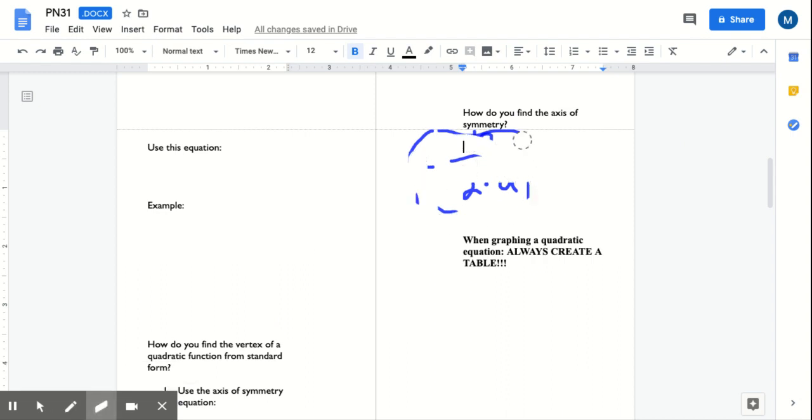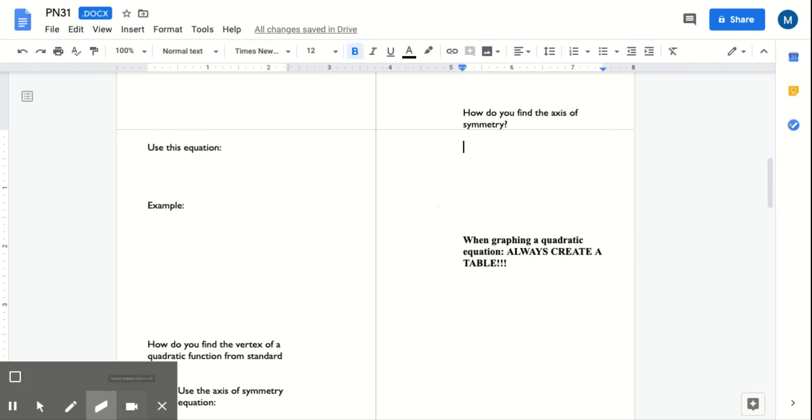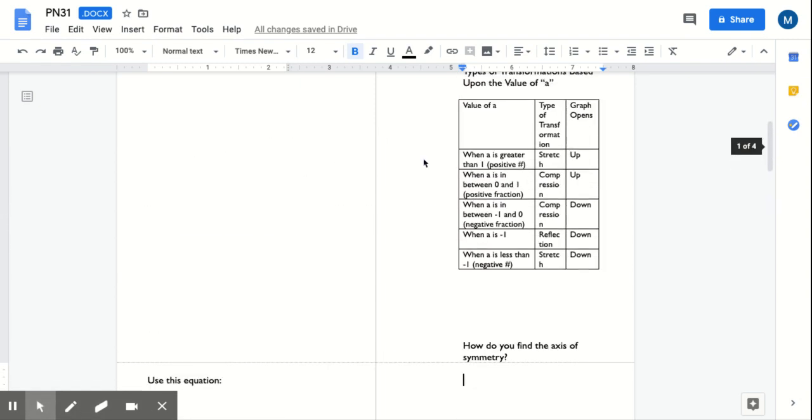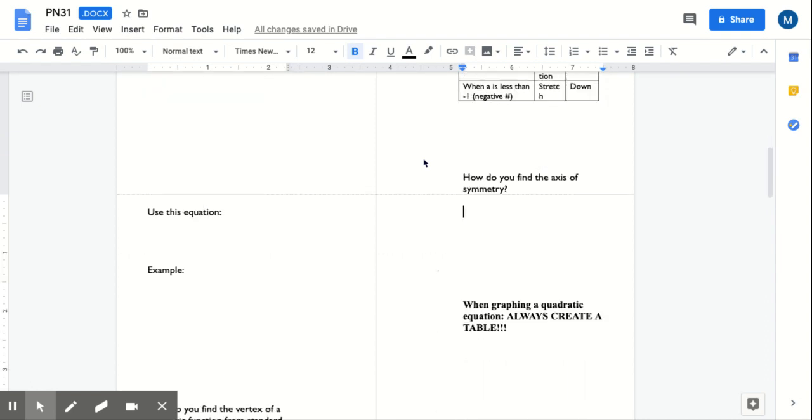Remember, if they ask you to graph a quadratic function, you're going to create a table. We've done that plenty of times in the book. Create a table, and that'll help you come up with the coordinates for the parabola.